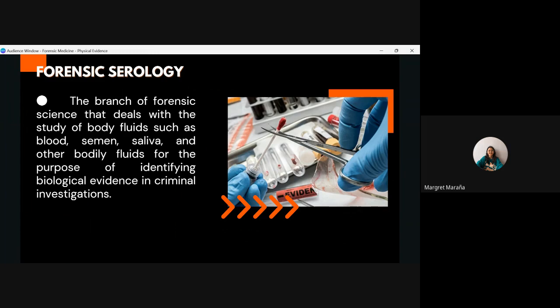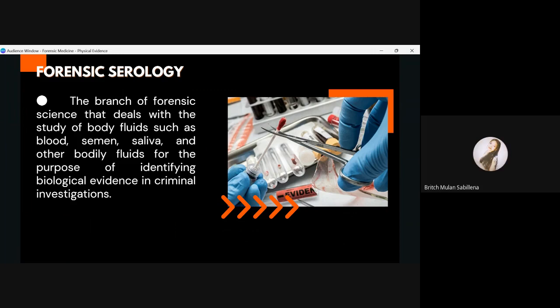But before that, let's introduce forensic serology. Forensic serology is the branch of forensic science that deals with the study of bodily fluids, such as blood, semen, saliva, and other bodily fluids for the purpose of identifying biological evidence in criminal investigation. For further explanation on the topic of forensic serology, Ms. Avellana again will be presenting and giving light on this topic.